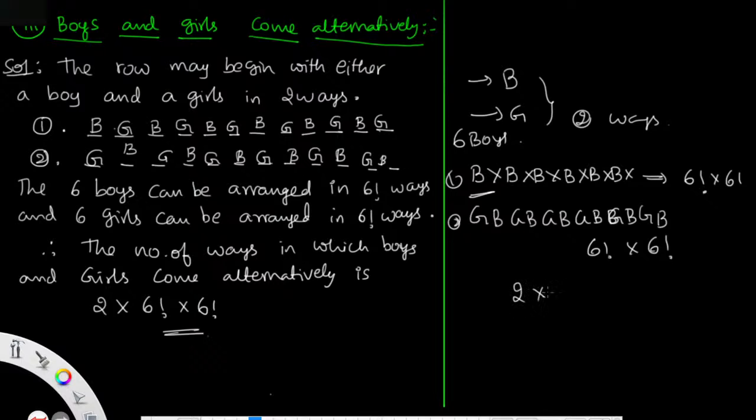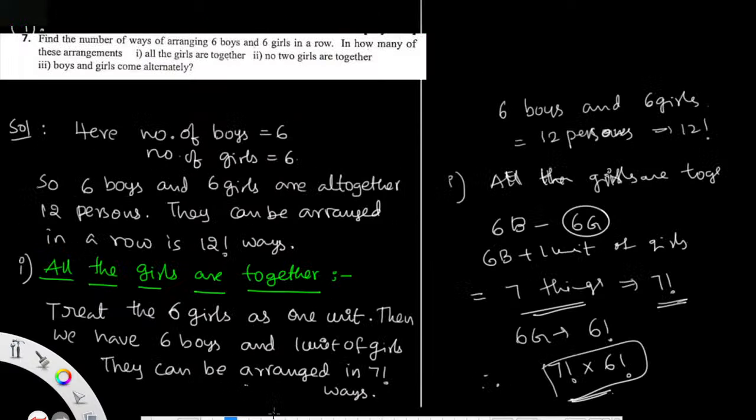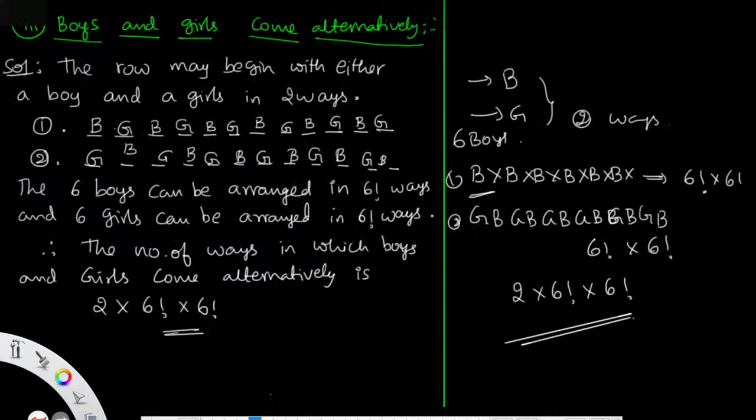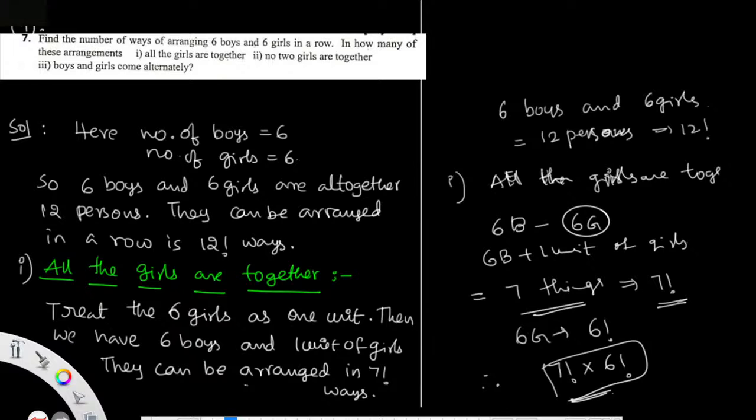6 boys and 6 girls in a row: the first question is girls are together, the second is no two girls are together, and the third is boys and girls come alternatively. So read the question first. Find the number of ways of arranging 6 boys and 6 girls in a row. In how many of these arrangements are girls together, no two girls together, and boys and girls alternating?